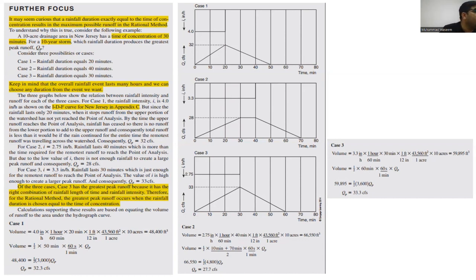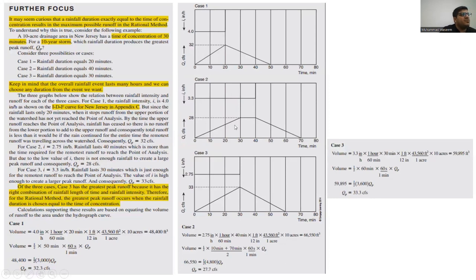And here we get the QP as 28 CFS. How did we calculate this? The volume is calculated with an intensity of 2.75 inches per hour, and 1 hour is 60 minutes, and we have 40 minutes of rainfall duration. We change inches to feet, 1 foot per 12 inches, and the area is 10 acres, which we change into square feet, 43560 square feet per acre, and we got the volume as 66550 cubic feet.